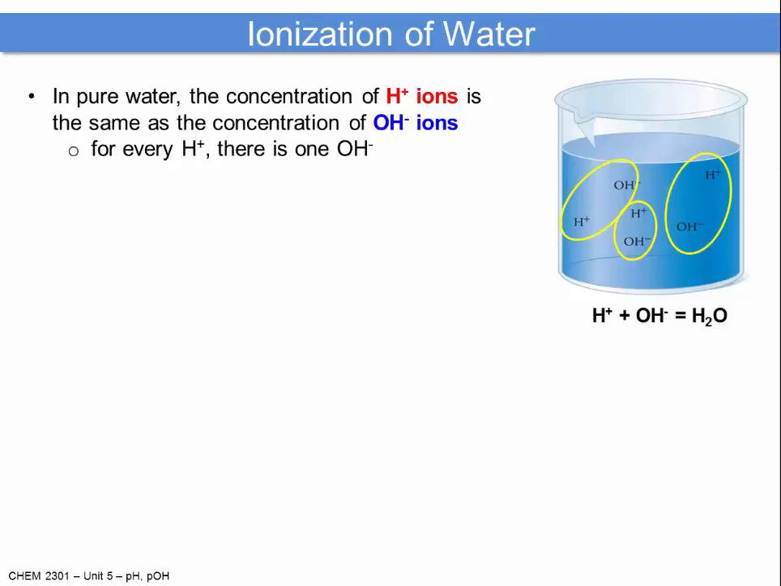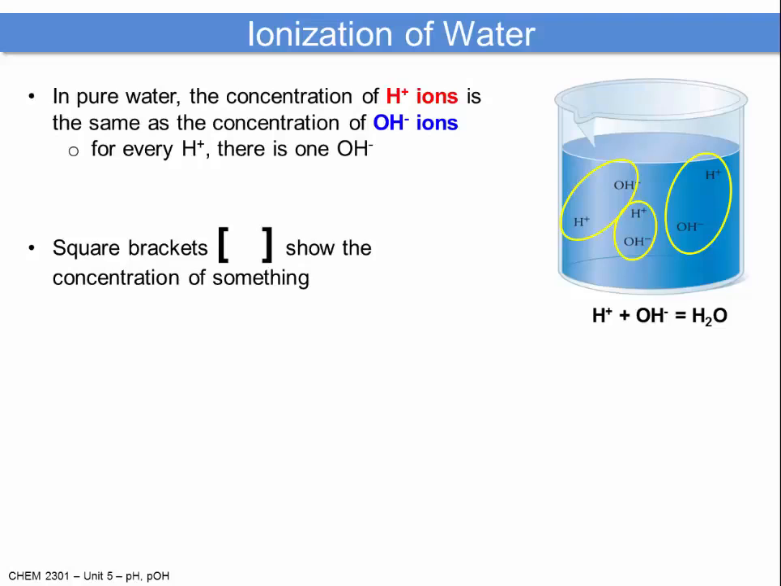There's an equal amount of acid and base within the water. So the pH of water is 7, neutral. It's neither acidic nor basic because it has equal amounts of acid and base. Square brackets, shown here, show the concentration of something. So we will start to use those throughout this unit.